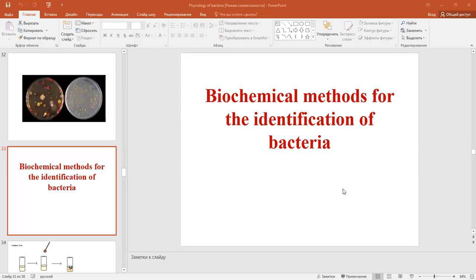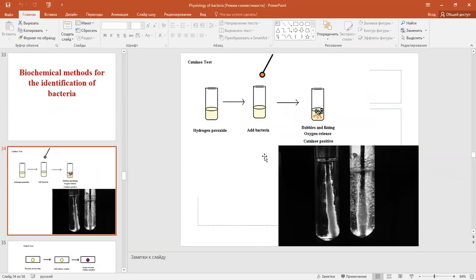Break is over. So now we have to talk about biochemical properties of bacteria. Biochemical methods for the identification of bacteria. I told you that bacteria produce a lot of enzymes, and some of them are specific for some species of bacteria. So they should be detected for identification, like catalase and oxidase enzymes.